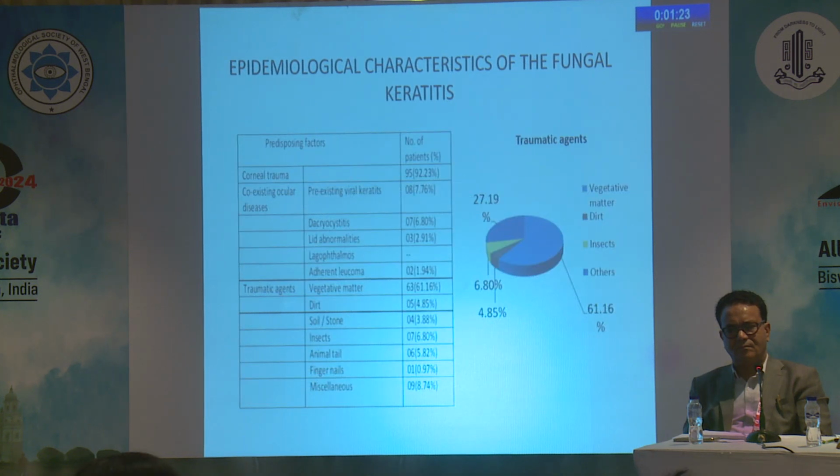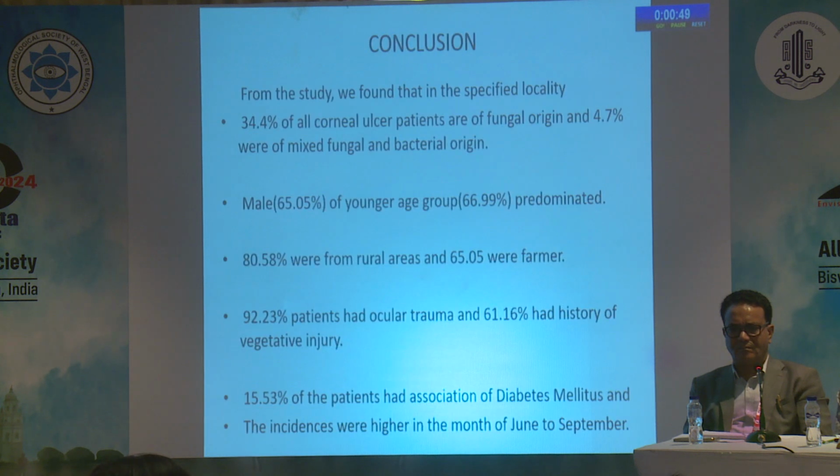Coming to the predisposing factors, corneal trauma was found in 95 out of 103 patients, and coexisting ocular diseases were there: viral keratitis, dacryocystitis, lid abnormalities, adherent leucoma. They were of minimal incidence. We could not find any case of lagophthalmos. And coming to the traumatic agent, vegetative matter was the culprit for 61.16% of patients. Next was insect bite, 6.8%, and dust particles in 4.85% of patients.